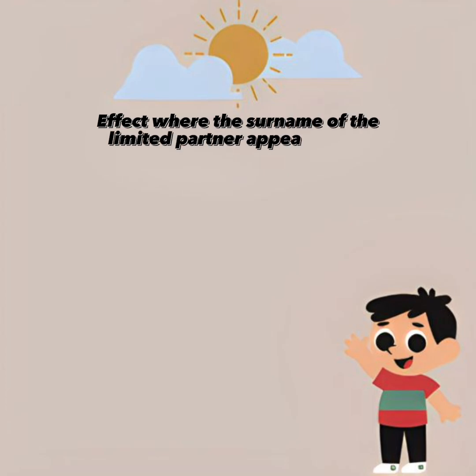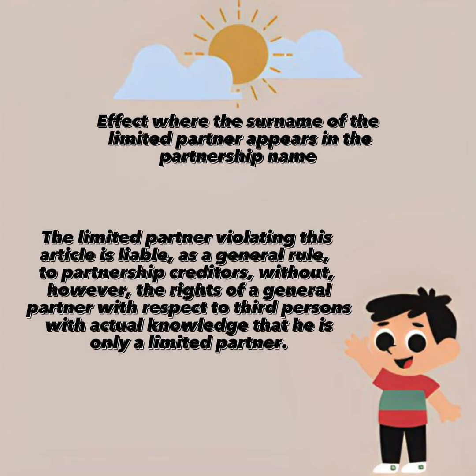Effect where the surname of the limited partner appears in the partnership name. The limited partner violating this article is liable, as a general rule, to partnership creditors without, however, the rights of a general partner with respect to third persons with actual knowledge that he is only a limited partner.